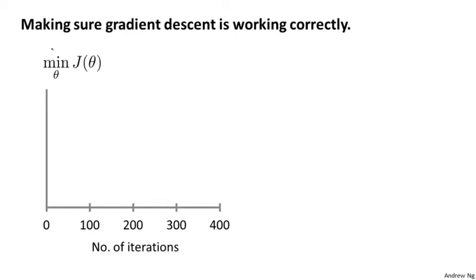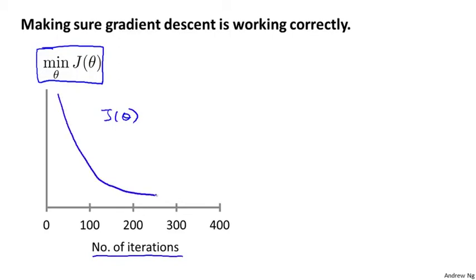Here's something that I often do to make sure that gradient descent is working correctly. The job of gradient descent is to find the value of theta for you that hopefully minimizes the cost function J of theta. What I often do is therefore plot the cost function J of theta as gradient descent runs. So the x-axis here is the number of iterations of gradient descent, and as gradient descent runs, you hopefully get a plot that maybe looks like this.